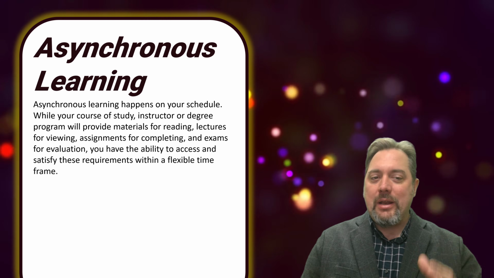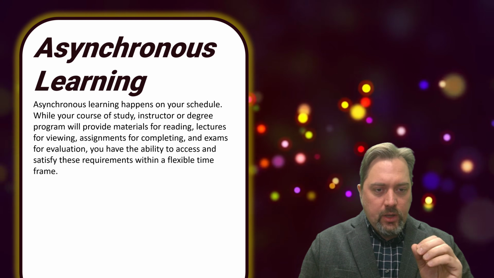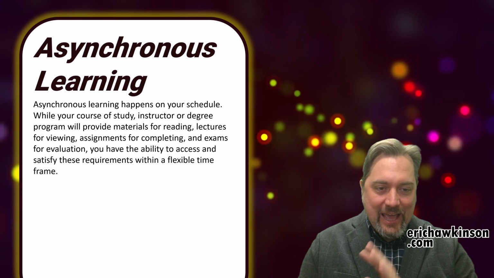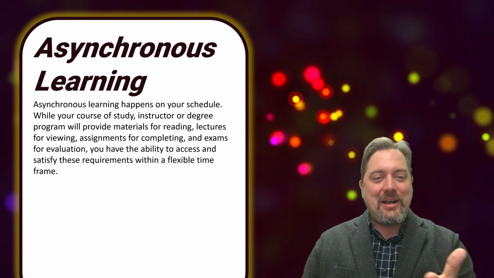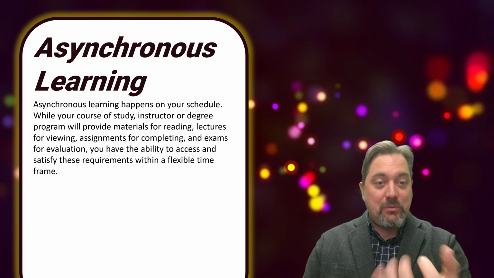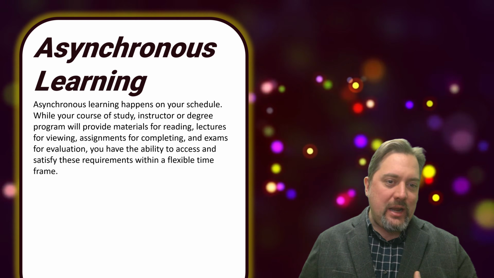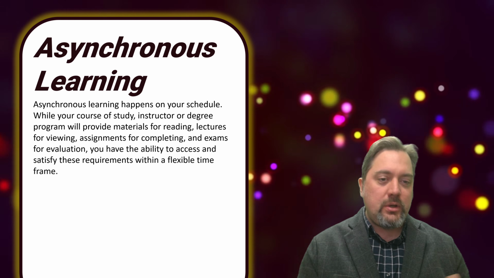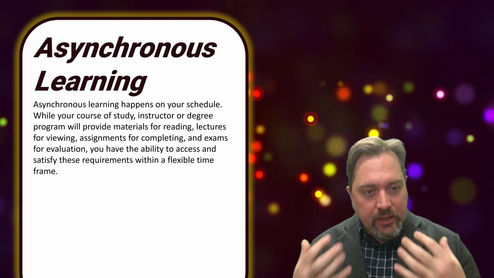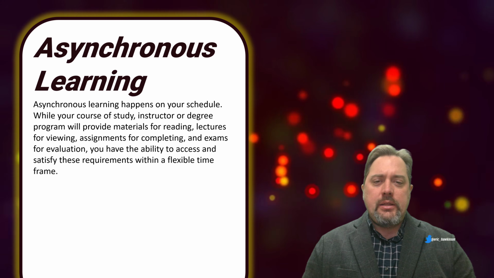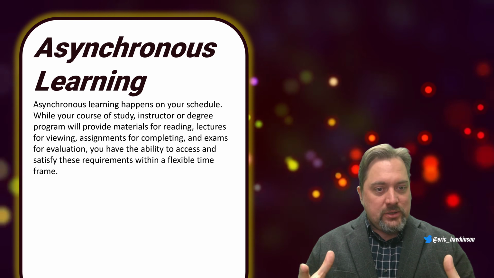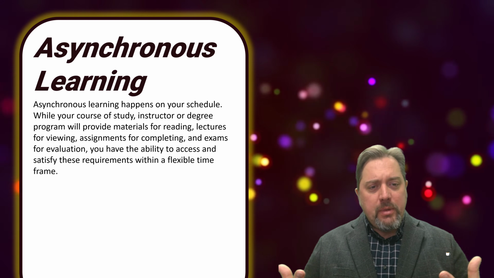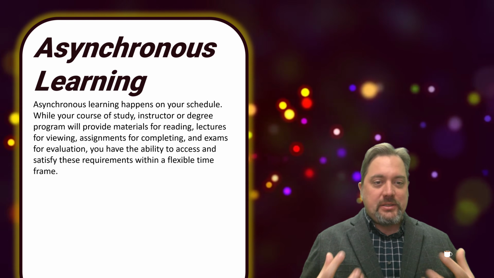So when we think about asynchronous learning, you're putting information out there to be consumed at the content receiver's will. So anytime that they want to read something, they'll read it. Anytime they want to view something, they'll view it. Anytime they want to answer a question, they will answer it. So this happens at the student's schedule. They have a lot more autonomy when it comes to doing these types of things.